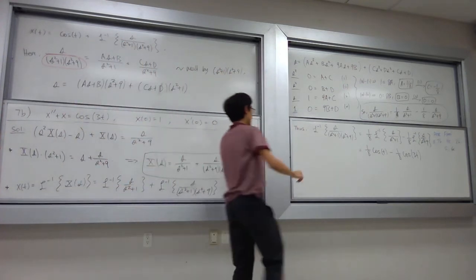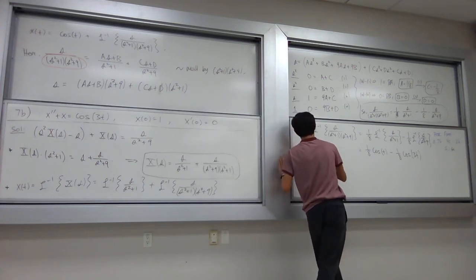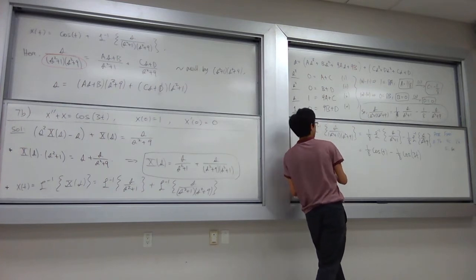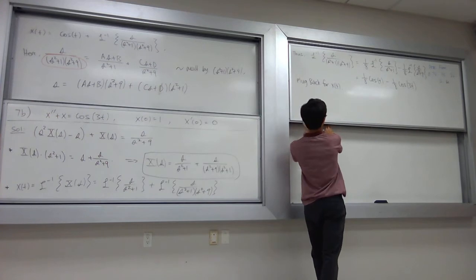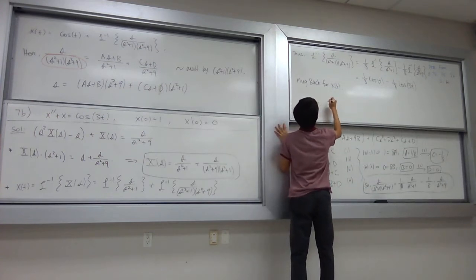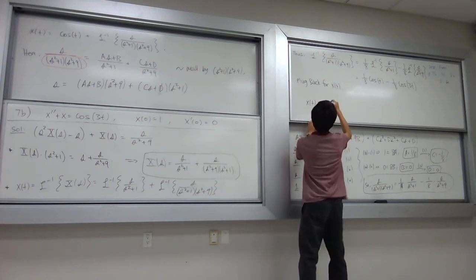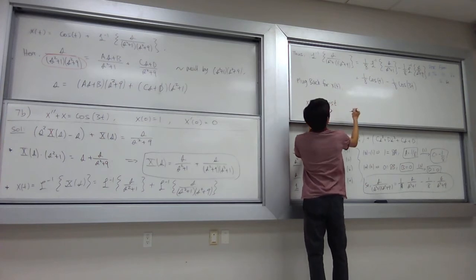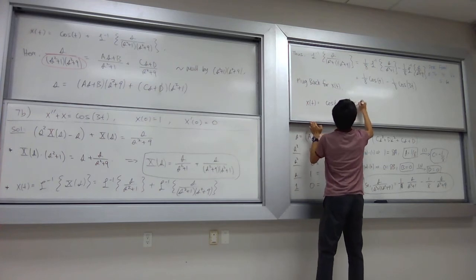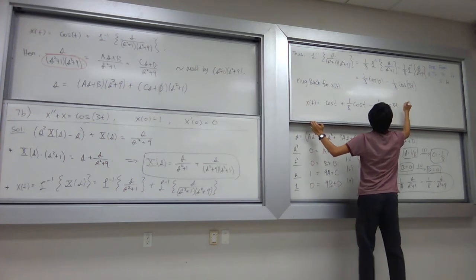Right? So go all the way back. Plug back for little x of t. We get x of t is, what was the first one? Yeah, cosine t plus 1/8. You can combine it, I just don't really care. And then minus 1/8 cosine 3t. And that's your final answer.